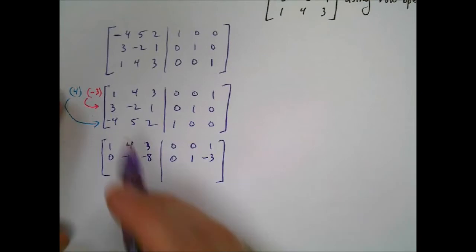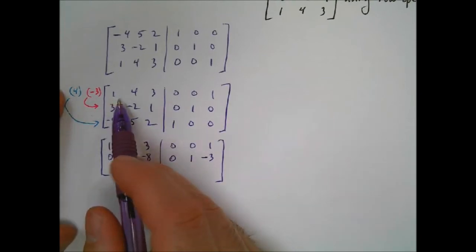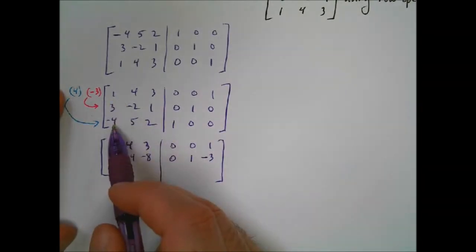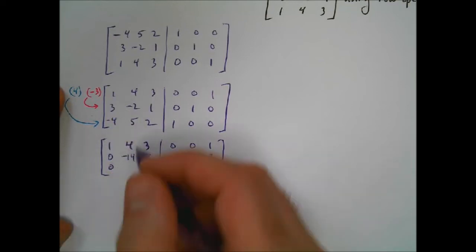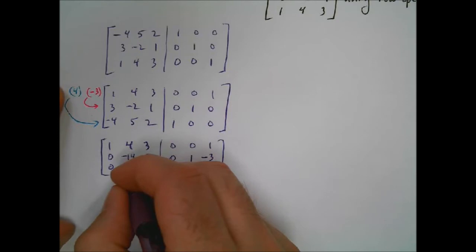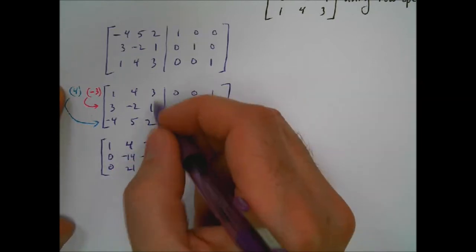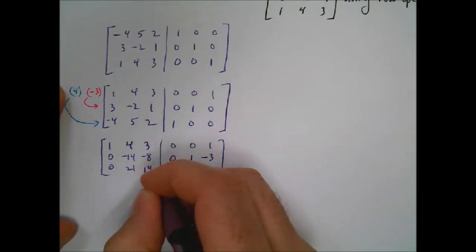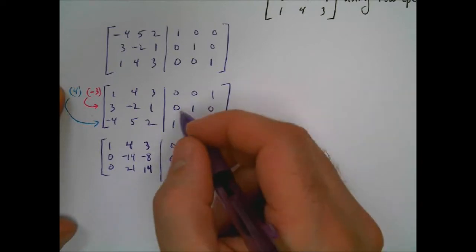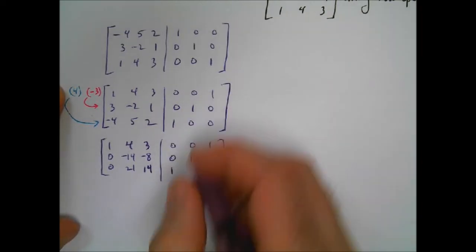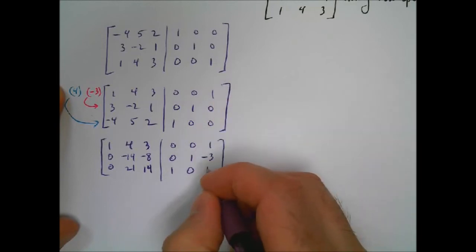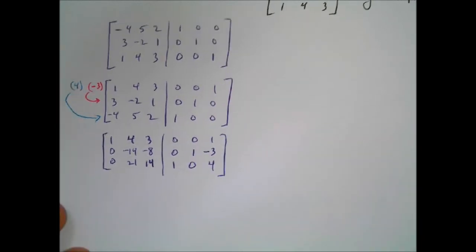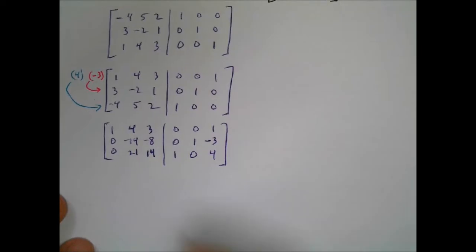Okay, and now I'm multiplying the top by 4, and then going to combine it with the bottom row. So 4 plus -4, 0. 16 plus 5, 21. 12 plus 2 is 14. 0 plus 1, 0 plus 0. 4 plus 0. Okay.